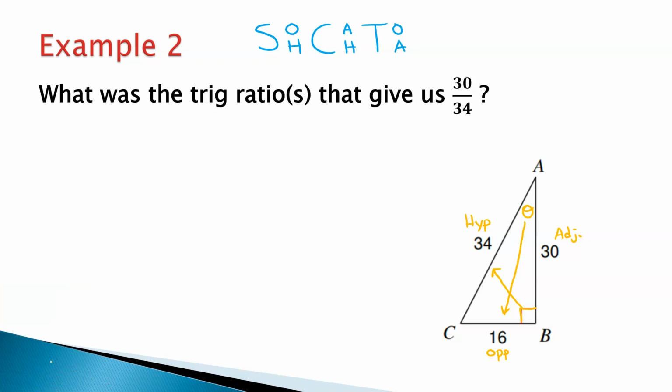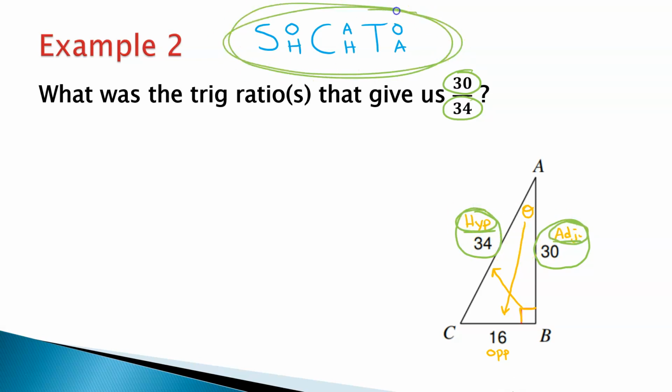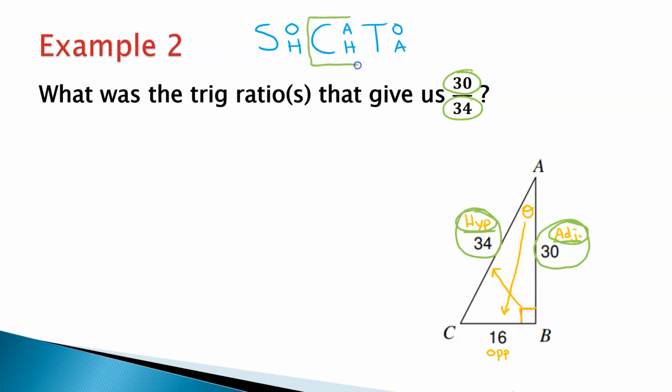take a look. I was asking you guys, what gives us 30 over 34? And if I look at those numbers, take a look at 30 here. That says adjacent, and then 34 says hypotenuse. If I'm looking for 30 over 34, what has adjacent over hypotenuse? Look up here at SOHCAHTOA. Which one has adjacent and hypotenuse? It is going to be cosine. There's the A, there's your H, adjacent over hypotenuse. So what was the trig ratio that gives us this? It's going to be cosine.